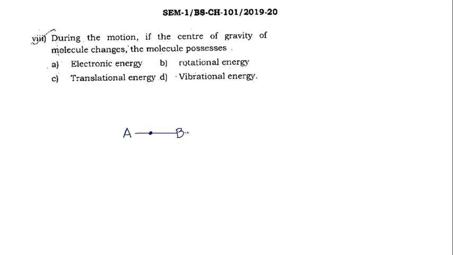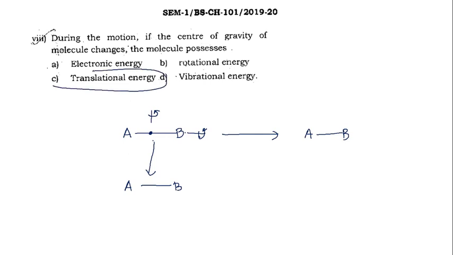Now if it is rotating, then also the center of gravity will not change. If it is rotating in this direction, then also it will not change. But if it is translational energy, translate means suppose the molecule moves from this position to here, or from this position to here, so the center of gravity of the molecule is changing. So that's why this is the answer. Then it possesses translational energy.